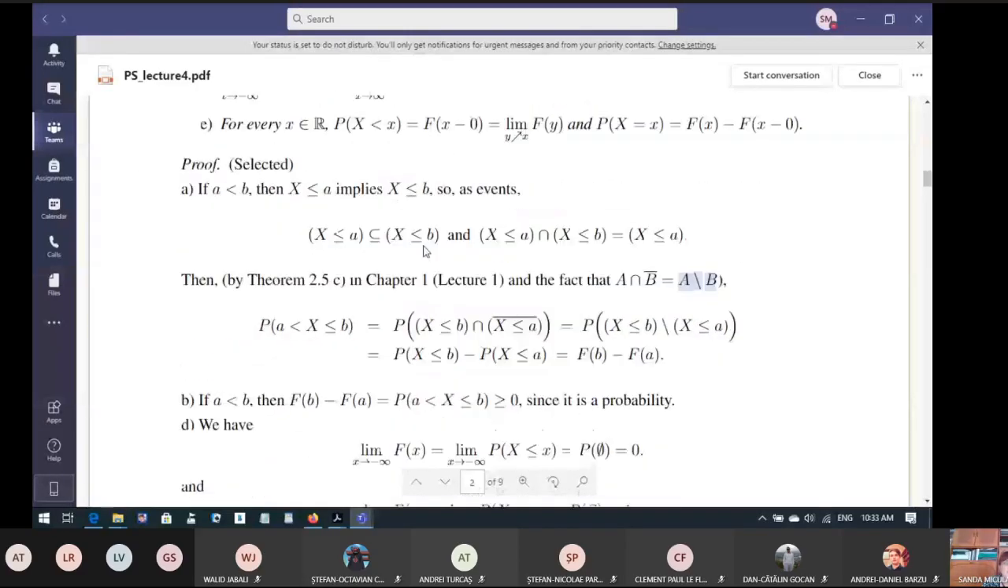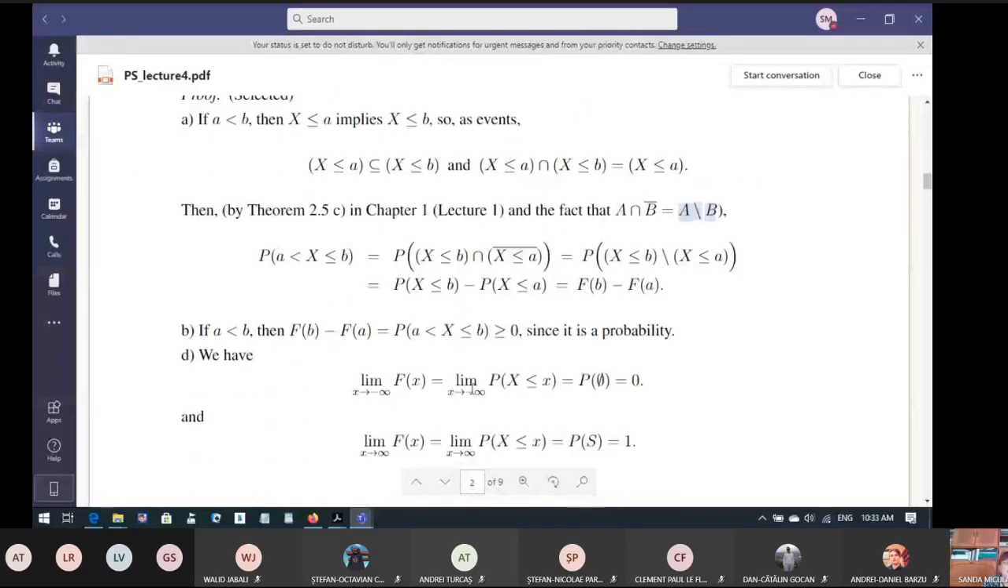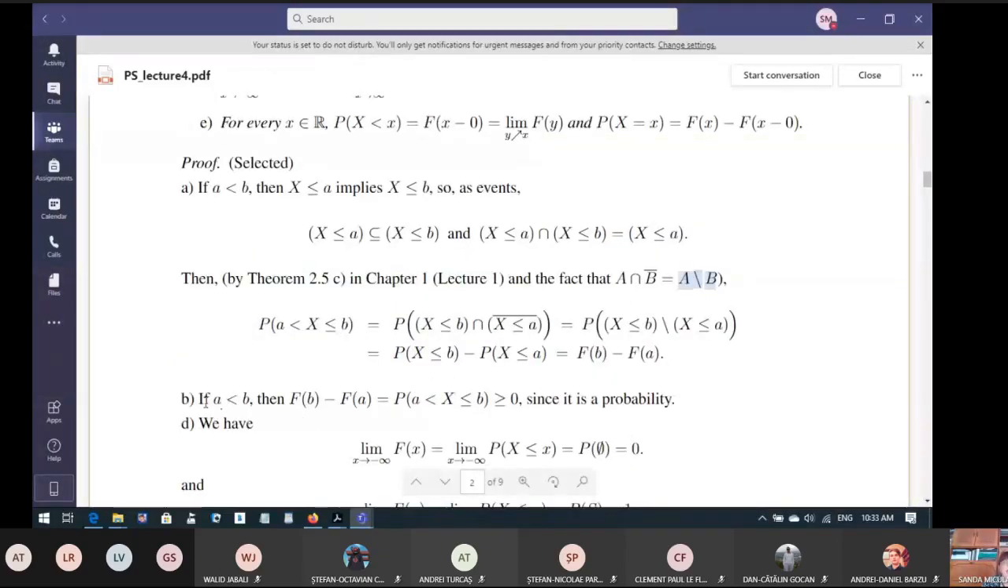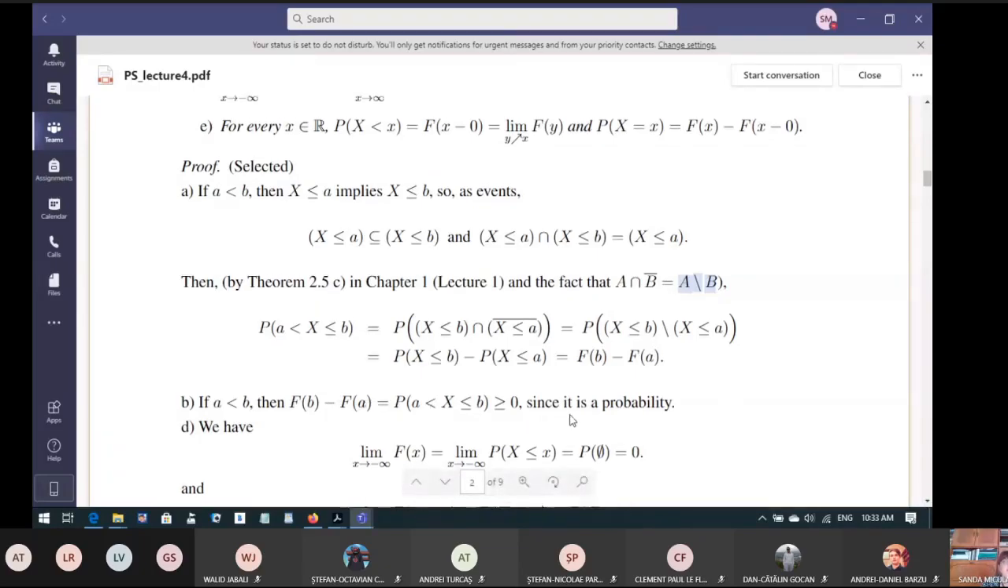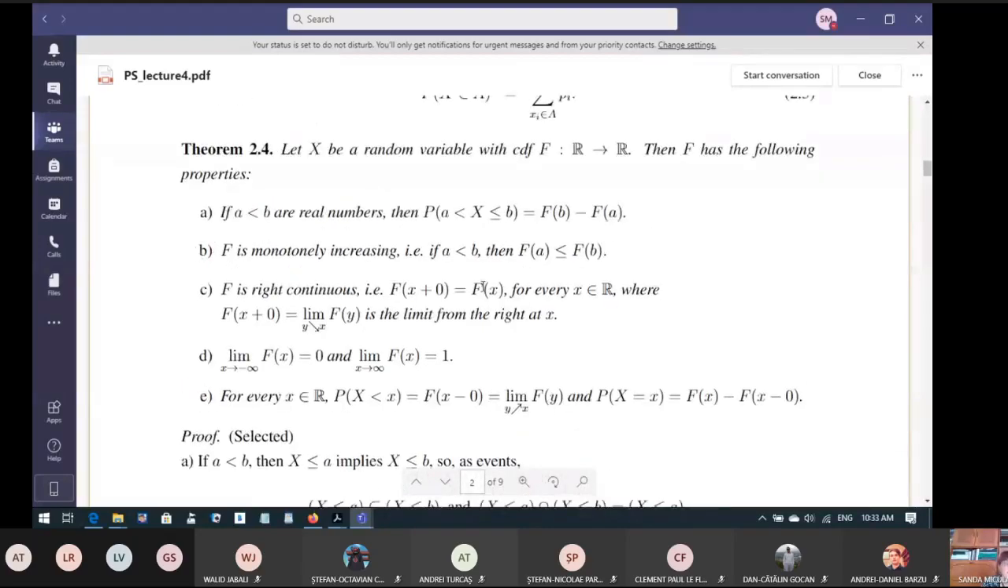Part B. This is a direct consequence of part A. If A is less than B, then what we just proved before is the fact that this difference is a probability. Any probability is non-negative, greater than or equal to 0. So of course, F of B will be greater than or equal to F of A. I said we would skip.